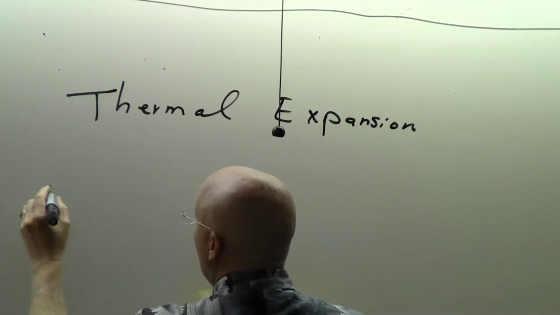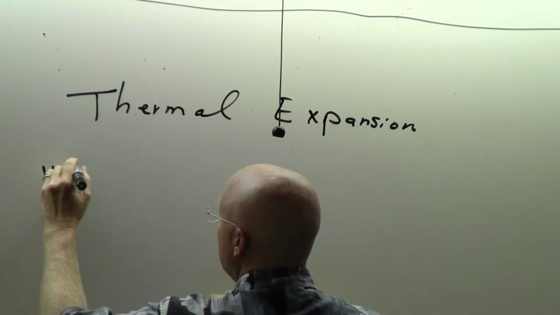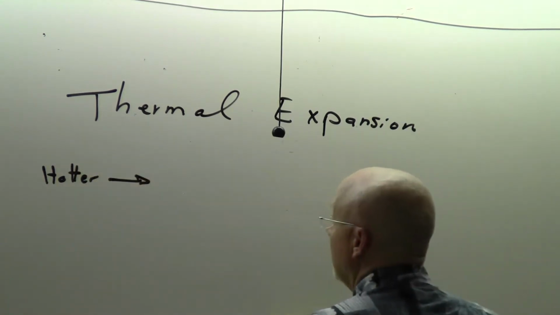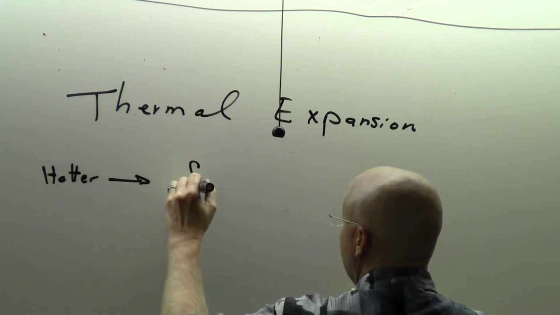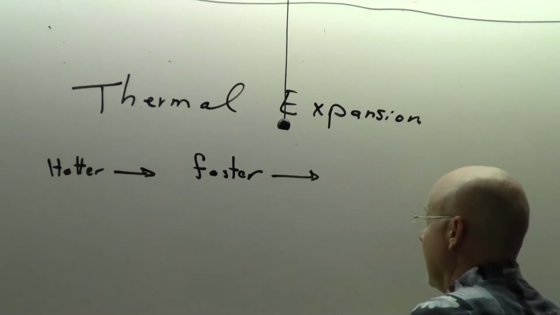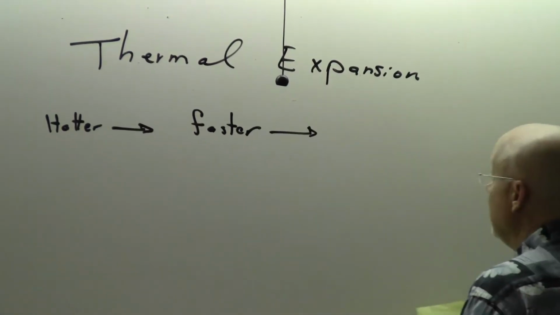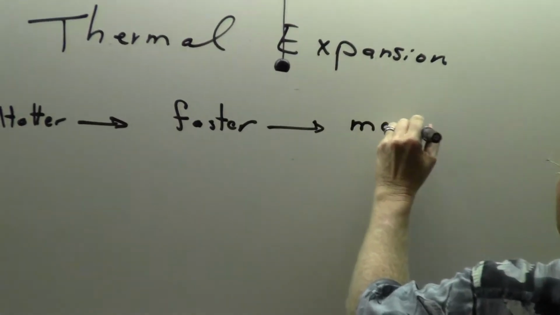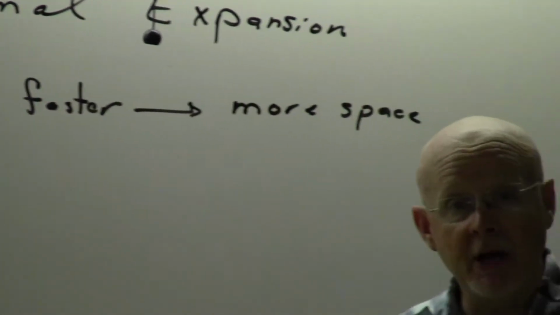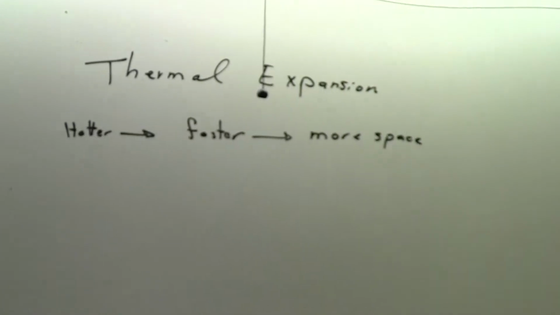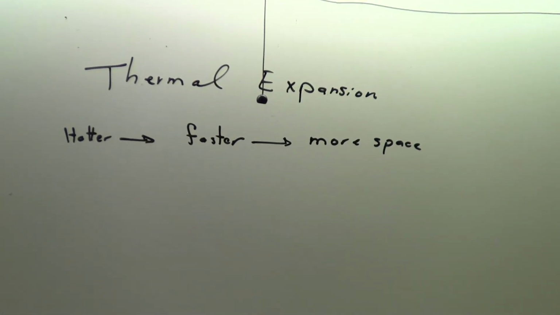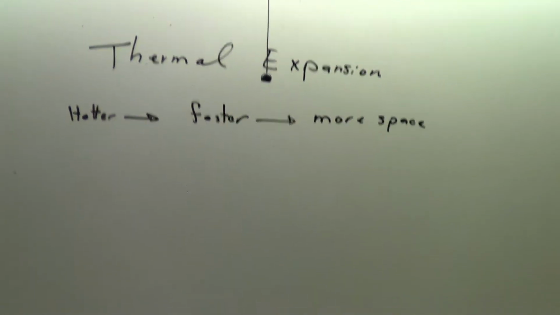That is, when you make something hotter, the atoms move faster. As they move faster, they will need more space. They will need a bigger volume. And that's referred to as thermal expansion. And let me just show you a couple of those as we're talking along here.